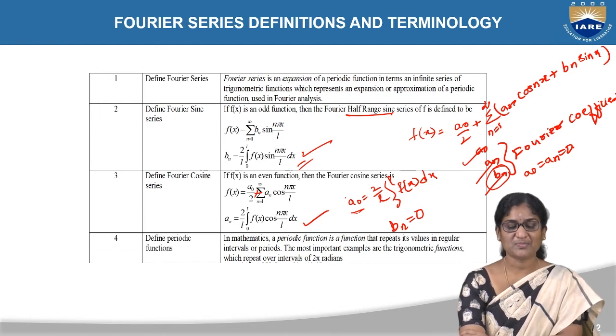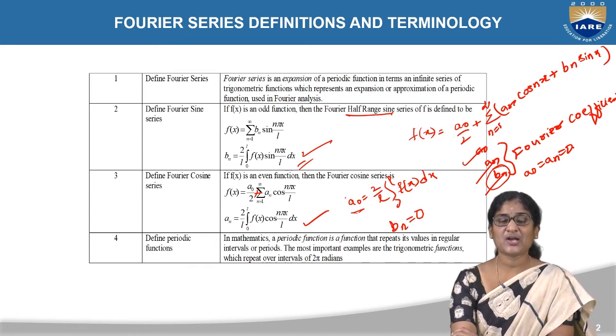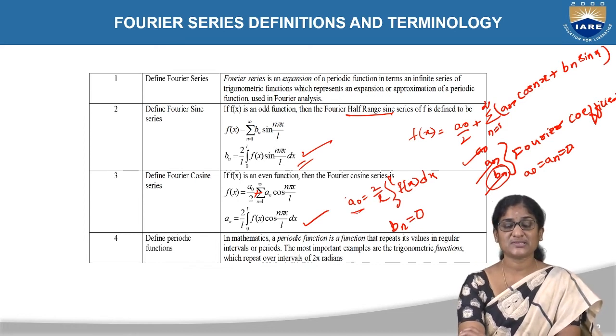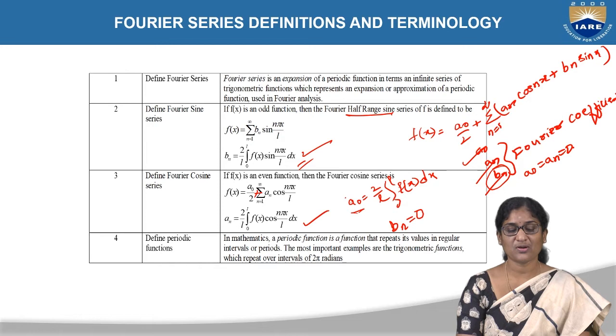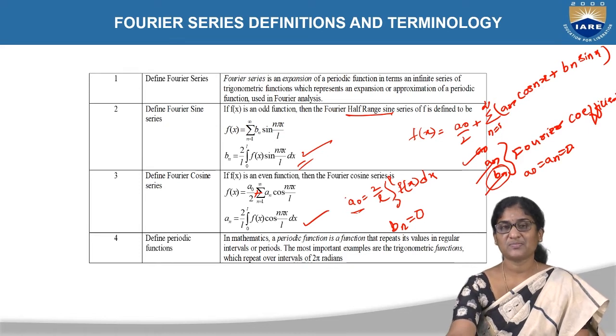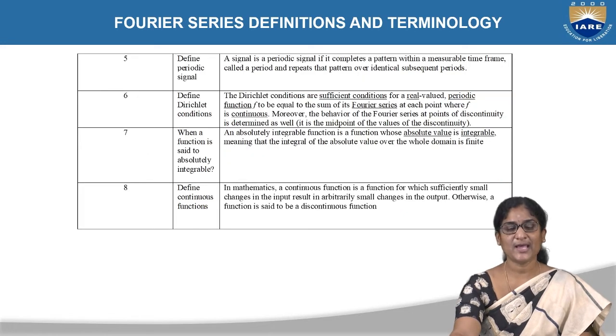In mathematics, periodic functions play a very important role, because only for these types of functions are we going to give the Fourier series. In mathematics, a periodic function is a function that repeats its values in regular intervals or periods. The most important examples are the trigonometrical functions, which repeat over intervals of 2 pi radians. That means after every 2 pi, the values of the trigonometrical functions will repeat again and again.